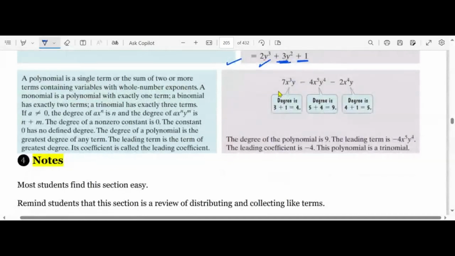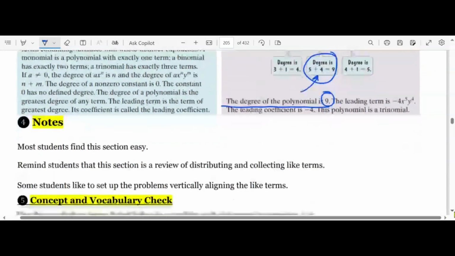Now, I just discussed with you what the degree is, right? What's the degree for this polynomial, the highest degree? 2. No, the highest degree is what? 9. Because we add the powers. So which one is the highest one? Is it 4 and 1, 5 and 4, or 3 and 1? So we say the degree of the polynomial is what? 9. Now let's go step by step.